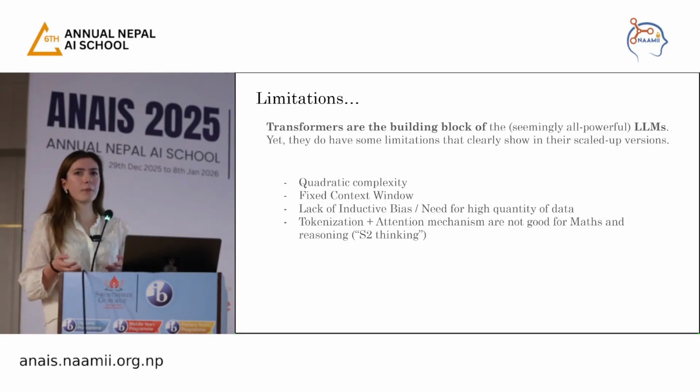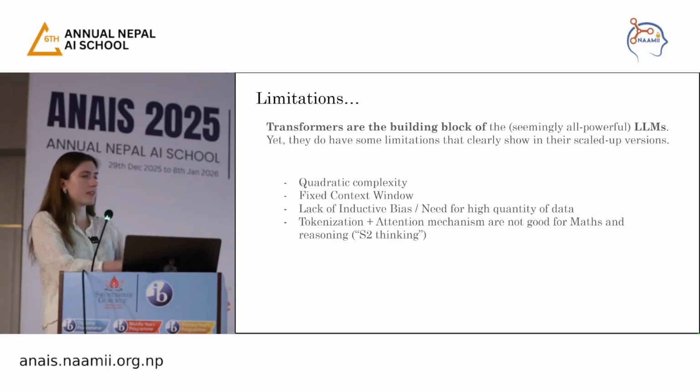For a causal transformer like GPT, it's autoregressive, so it's everything up to that specific token. There's a lack of inductive bias, which generates a need for a high quantity of data. Also the tokenization: we take a word and split it, and we might lose semantic meaning there. Plus the attention mechanism attends to everything at the same time, so it's not really good for what is called system 2 thinking.